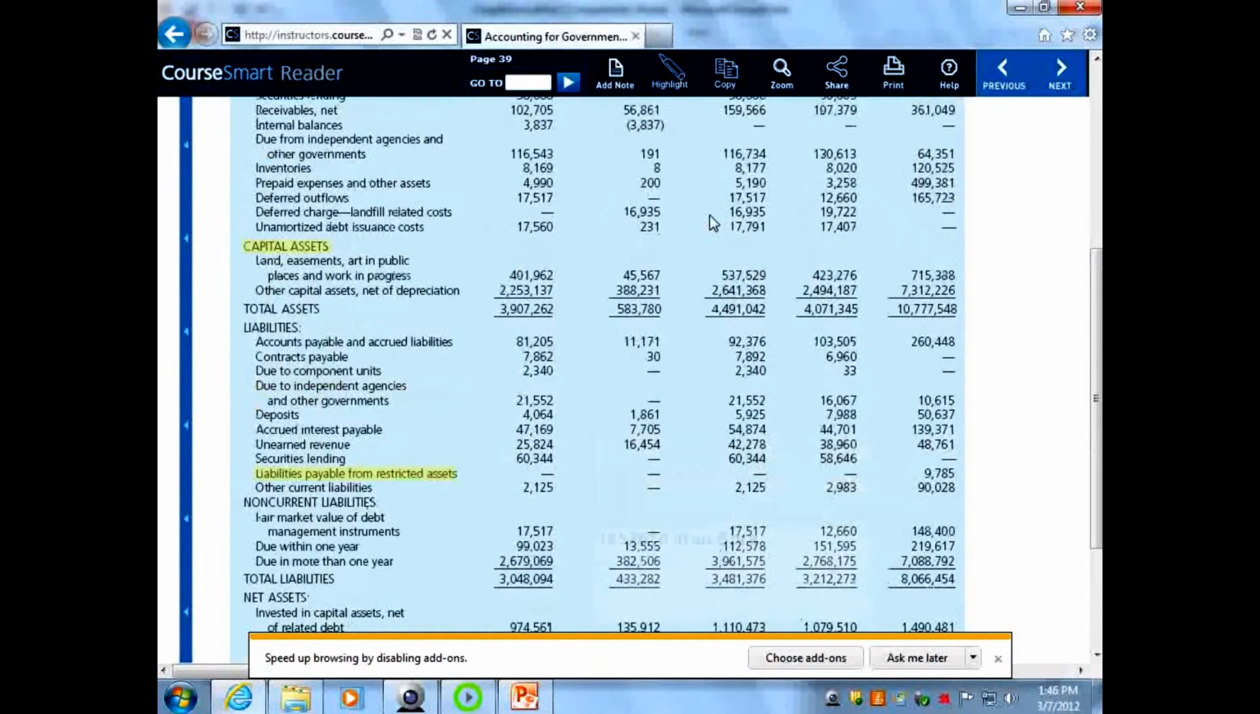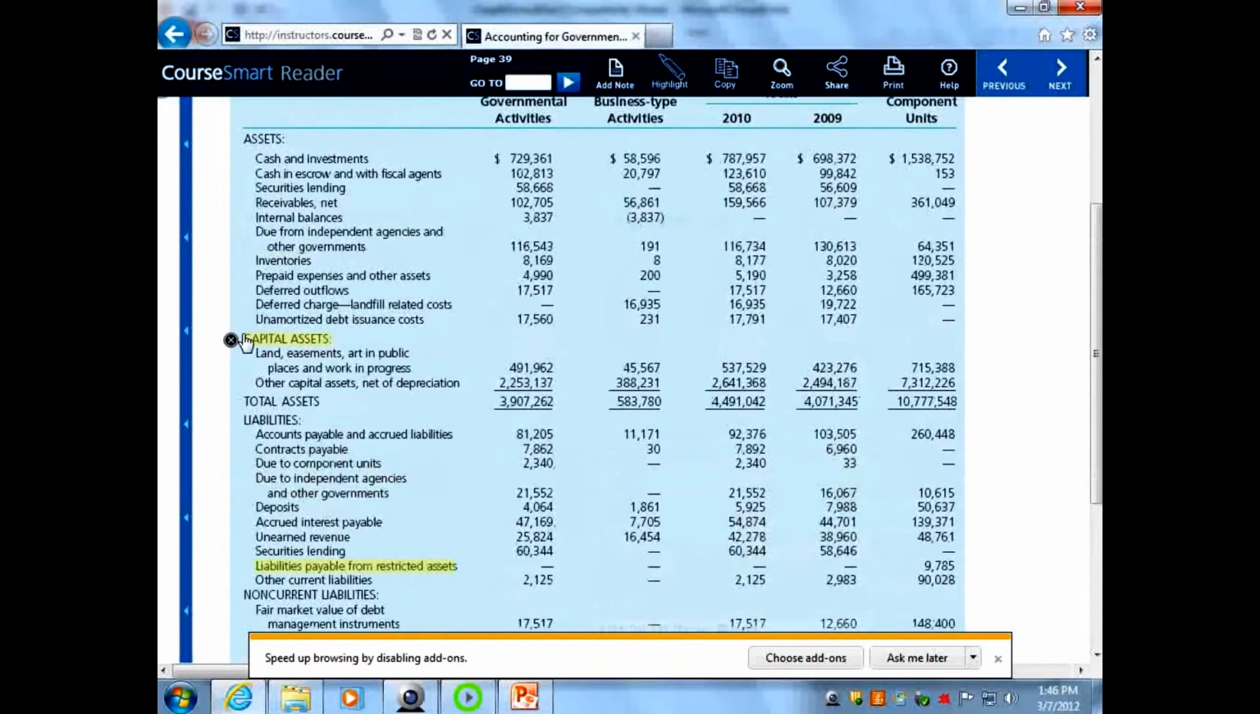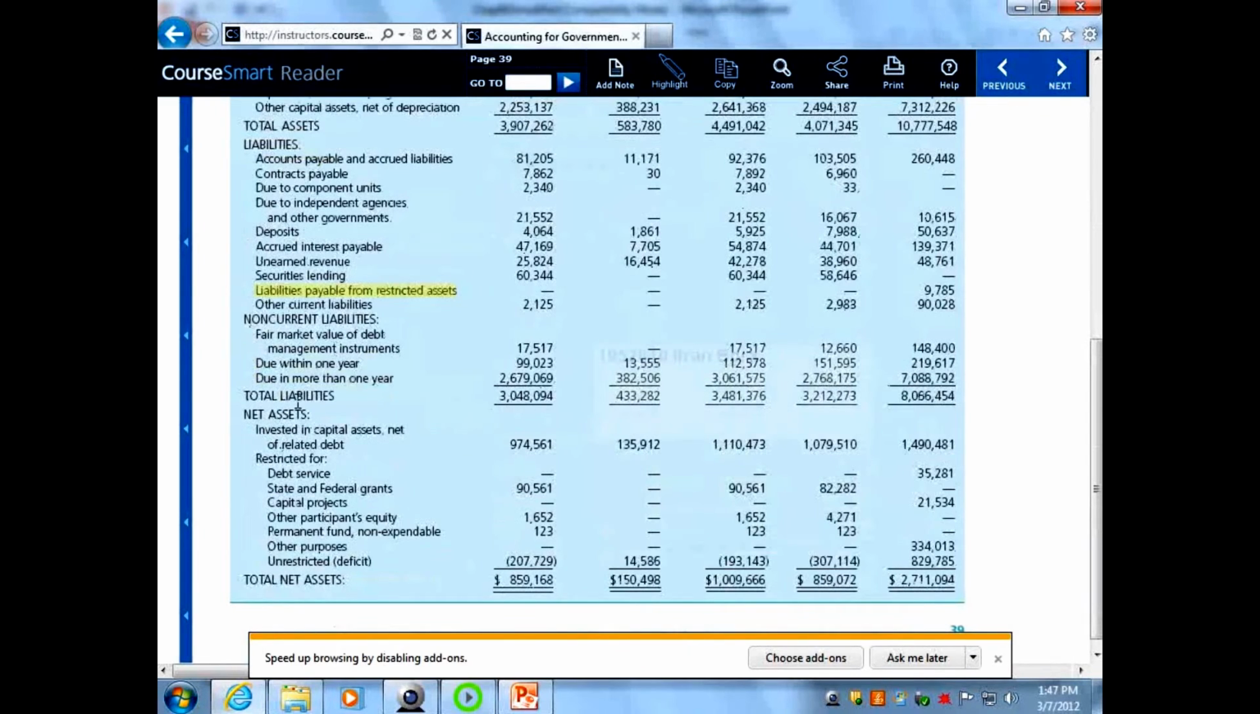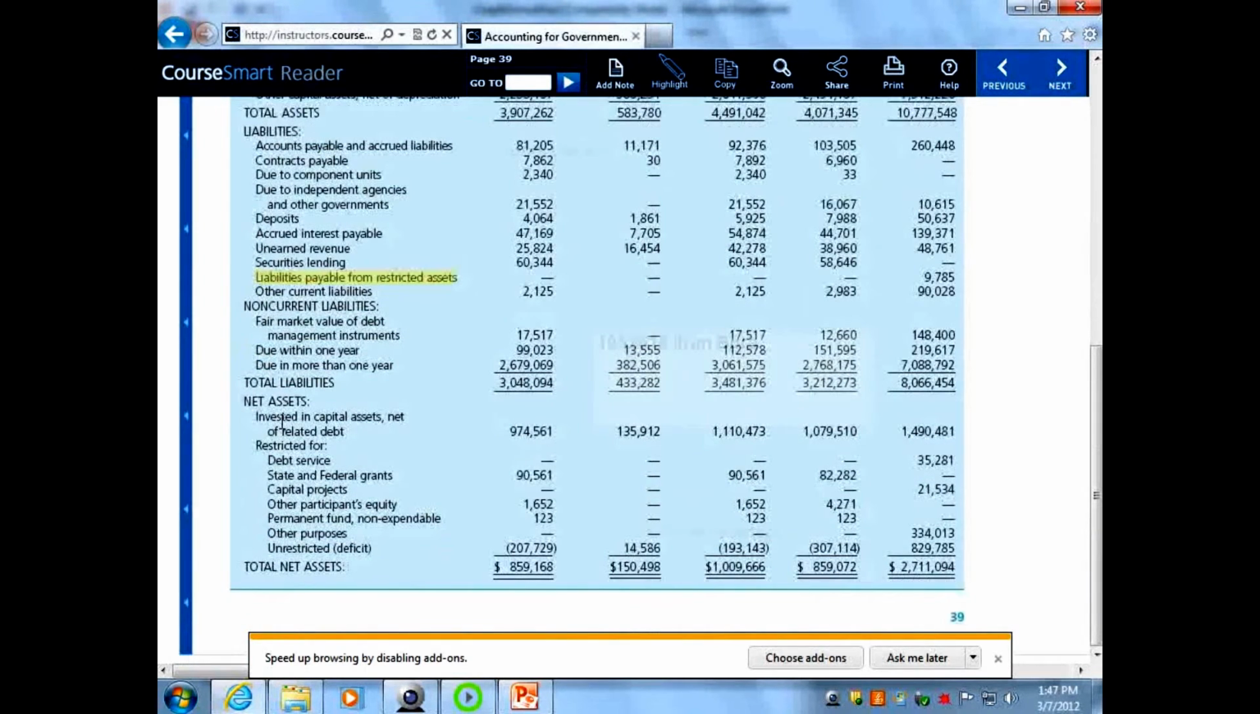So let's go down a little bit. I want you to again take a look at how it's displayed. First of all, see the capital assets, just like you would have in a for-profit, because these are what? Government-wide statements, right? Liabilities, non-current liabilities, we understand this, and then we come to net assets. Unlike the stockholders' equity section of a balance sheet, this looks a little different, doesn't it?